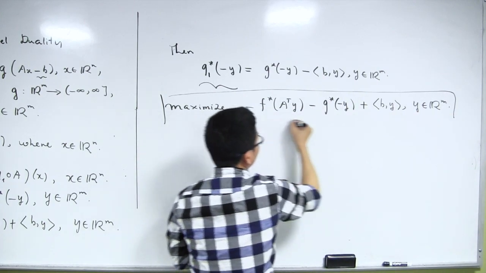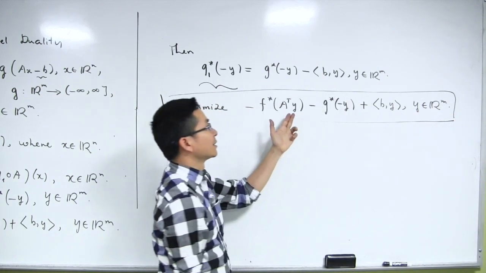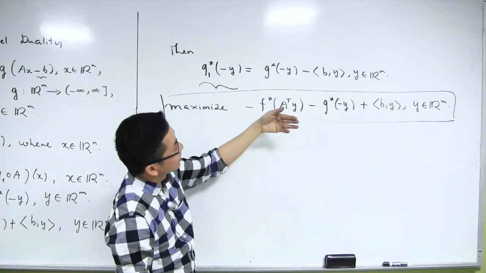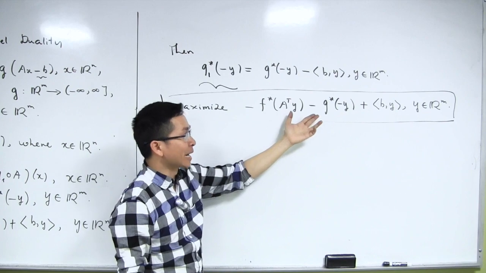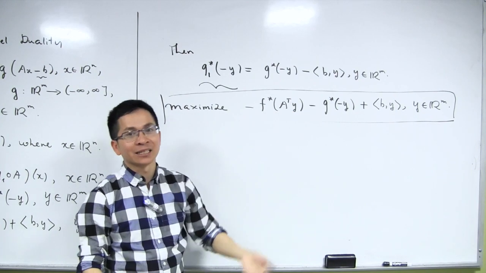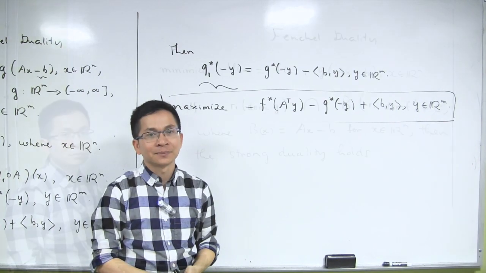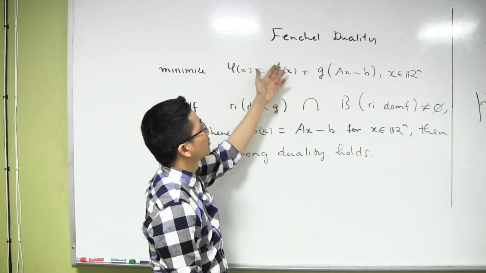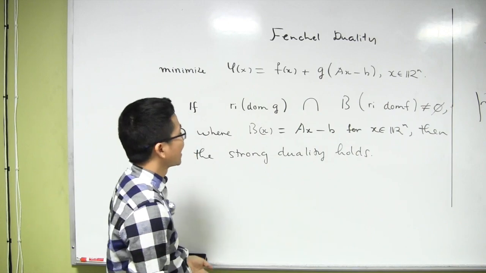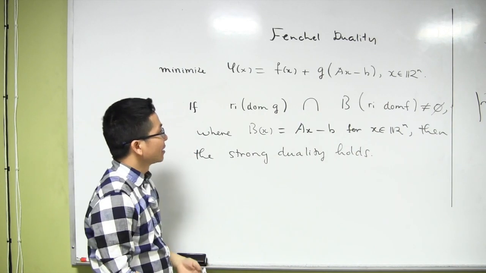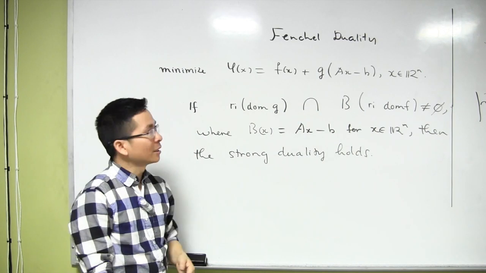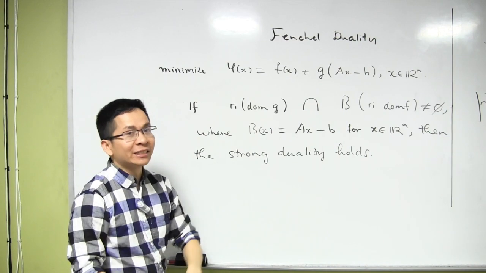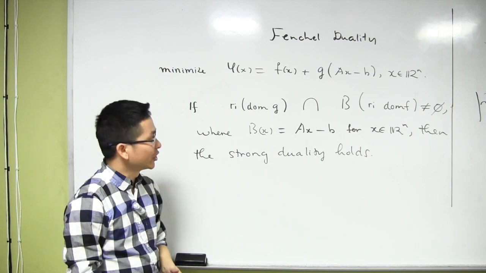So this form is sometimes very convenient, and we're going to have some examples in which we apply this form instead of the original one. Now, one more thing, remember that if we consider the primal problem in this form, then a natural question is, under what condition does strong duality hold? And the answer is very simple. It's very similar to the original case.